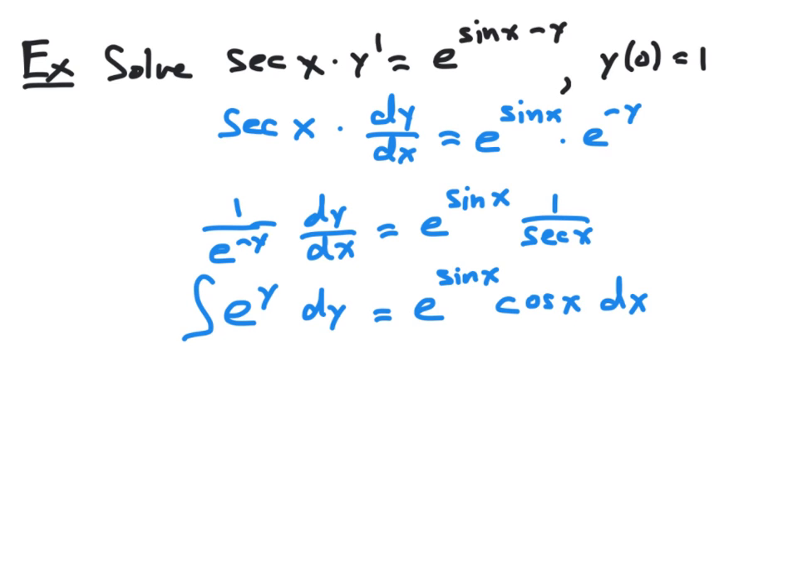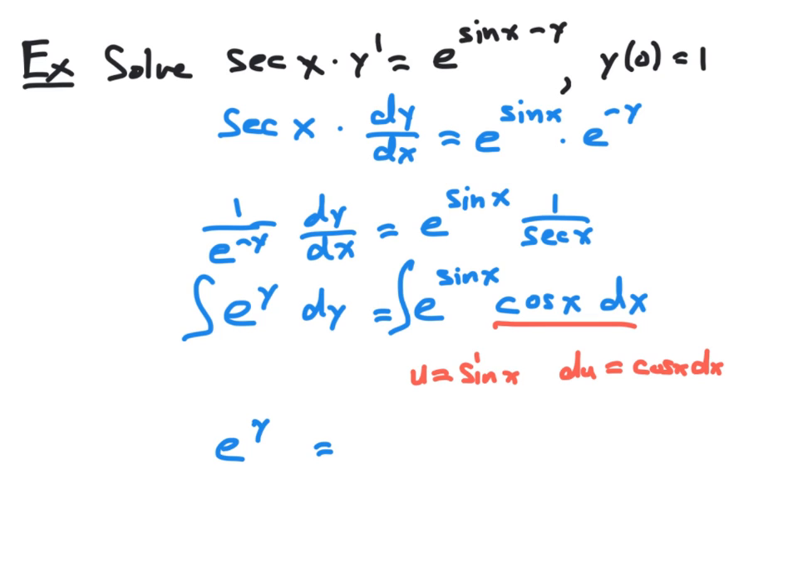The next step here is to find an antiderivative of both sides. On the left, that will be easy to do. We're simply going to get e to the y, since e to the y is its own antiderivative. On the right-hand side, we do need to do a short u substitution. We can let u be the sine of x, and then du will be cosine x dx. So we are set up perfectly for a substitution integral.